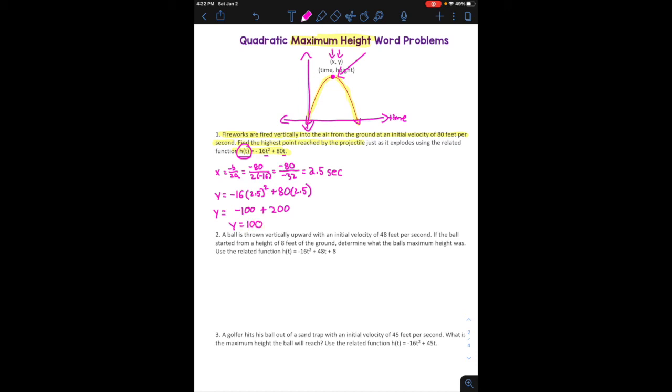What does the y value of the vertex represent? The height of the fireworks. And since it said feet per second in our directions, we know it was 2.5 seconds and 100 feet. So our answer would be that it took 2.5 seconds to get to the highest point, or for the fireworks to reach its highest point, and at that highest point, the fireworks reached 100 feet.